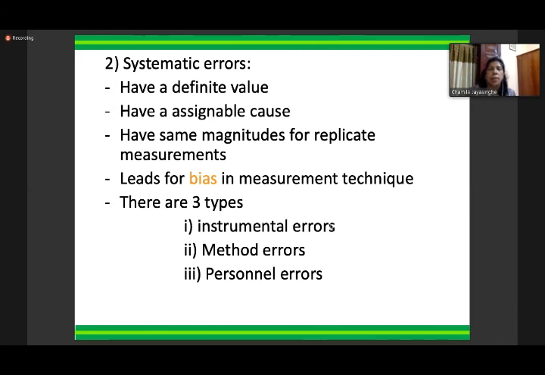Second one is the method error. If there is a mistake in the method, for example if the method always uses a higher temperature, so if we have to heat the sample, since we always heat at that temperature, let's say volatile components are lost. That can be a method error. For example, now let's see, we are going to analyze the moisture content of a sample, say some esters, a sample with a good fragrance.